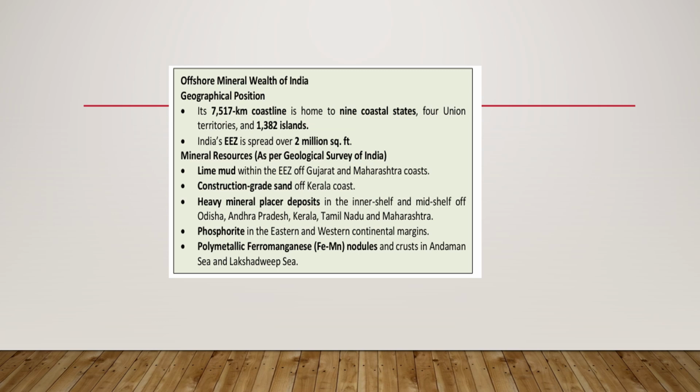About mineral resources, as per the Geological Survey of India, we have lime mud within the economic zone of Gujarat and Maharashtra coast. Then we have construction grade sand of Kerala coast. Then we have heavy mineral placer deposits in the inner shelf and mid shelf of Odisha, Andhra Pradesh, Kerala, Tamil Nadu, and Maharashtra. Then we have phosphorite in eastern and western continental margin. Then we have polymetallic ferromanganese nodules and crusts in Andaman Sea and Lakshadweep Sea.